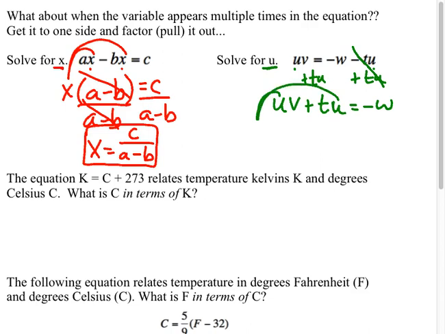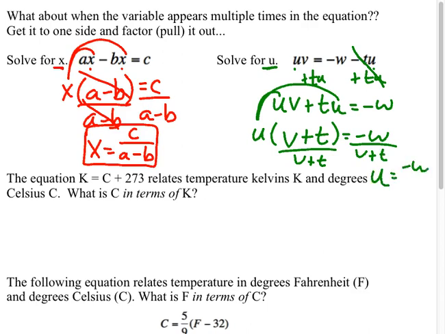So I'm going to rip that u out front, away from the others. So now again, the perk of this is I have the u by itself, or a single u. Okay, so now divide off the v plus t, and you have u equals negative w over v plus t. And there you have it.